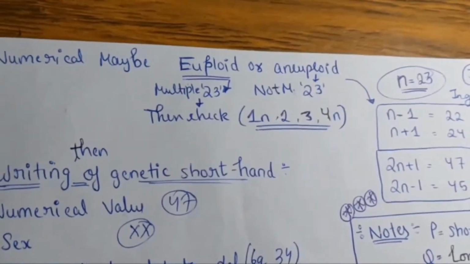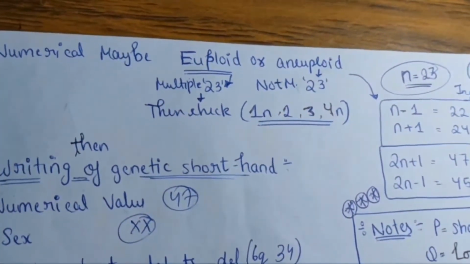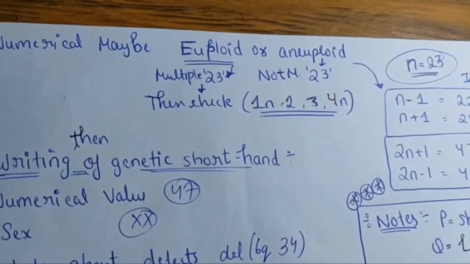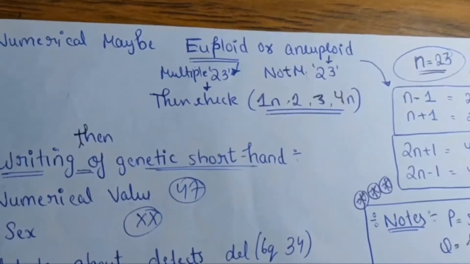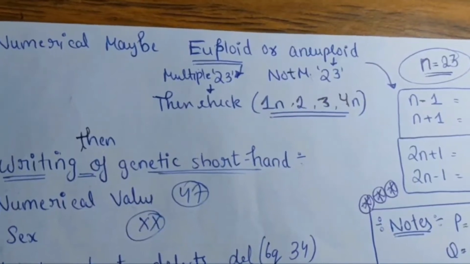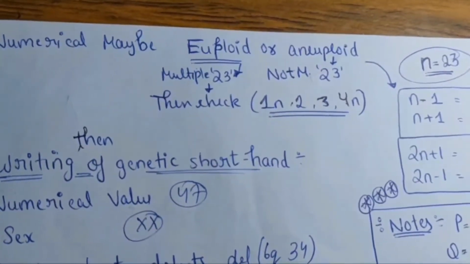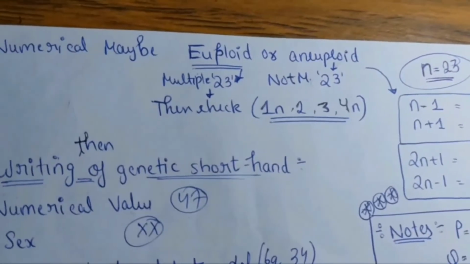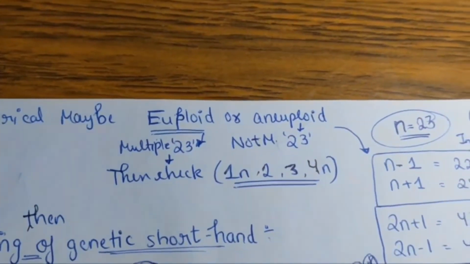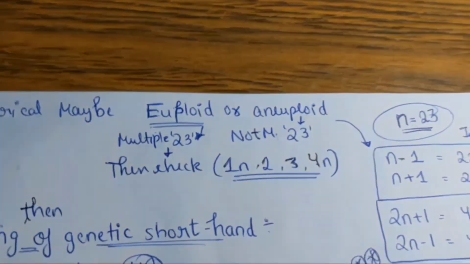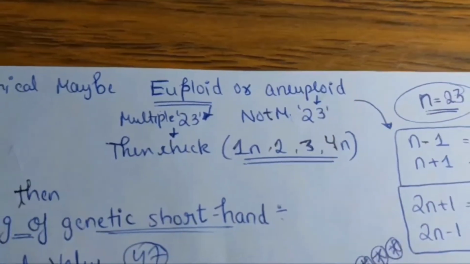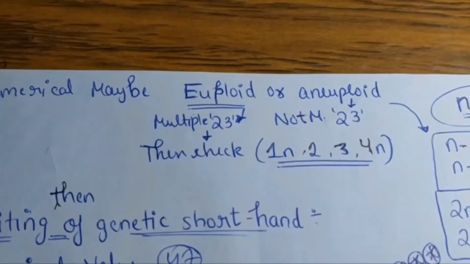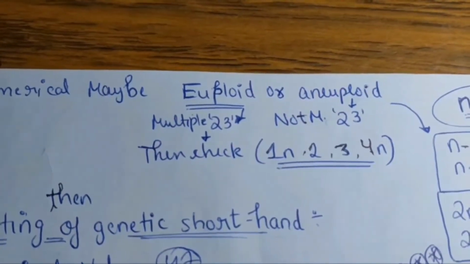Then we look for numerical information, and numerically the cells can have euploid or aneuploid numbers of chromosomes. Euploid means a direct multiple of 23, and if it's euploid, then we check whether it is 1n, that is 23, 2n, that is 46, 3n, that is 69, or 4n, that is 92 chromosomes. Or if the total number of chromosomes is not a direct multiple of 23, then it is called aneuploidy or aneuploid.